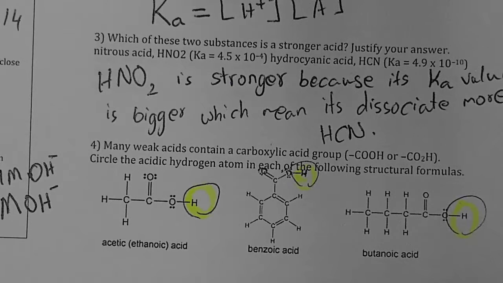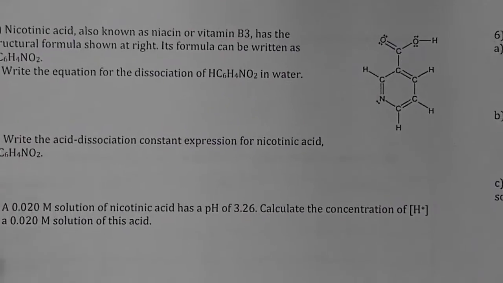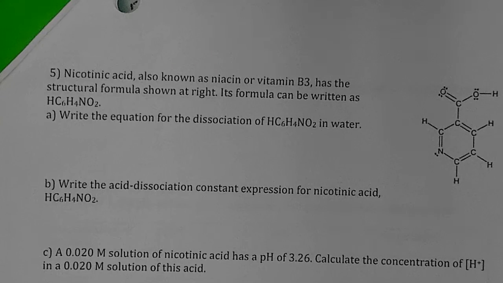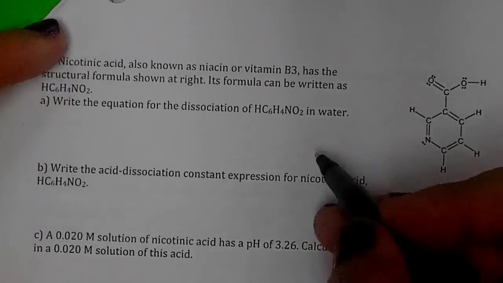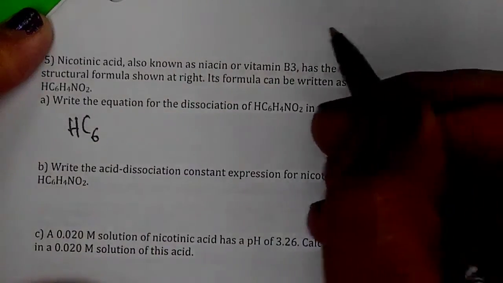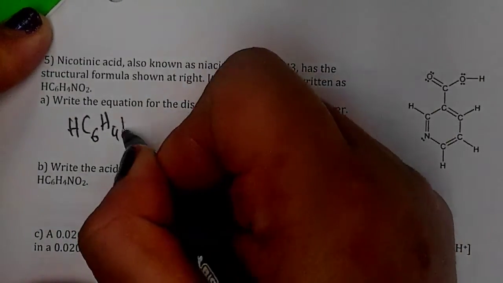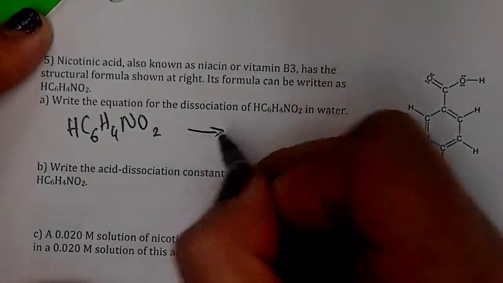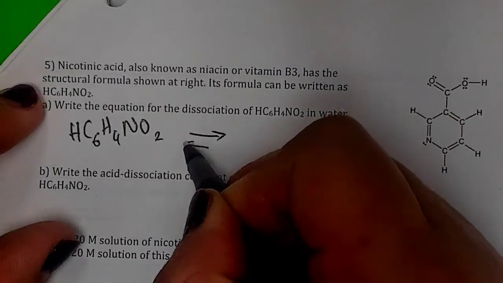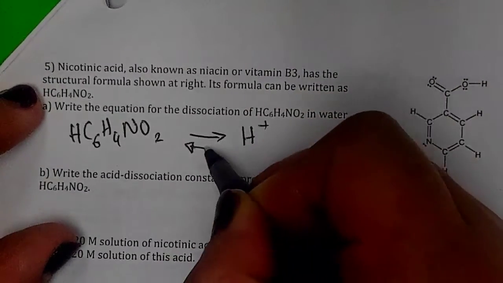All right, let's look at the next one. The next one is nicotinic acid. It's vitamin B3, written in some structural formula. Let's write the equation for dissociation. You should still know how to write the dissociation. C6H4NO2, dissociate. Since we know that it's not strong, what should we do? Double arrow. Double arrow. And then make sure you write H plus and then the rest.